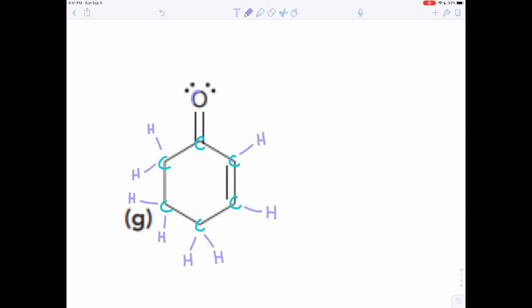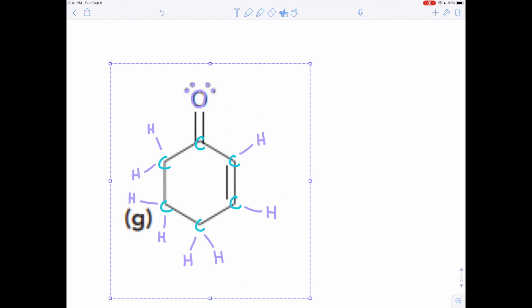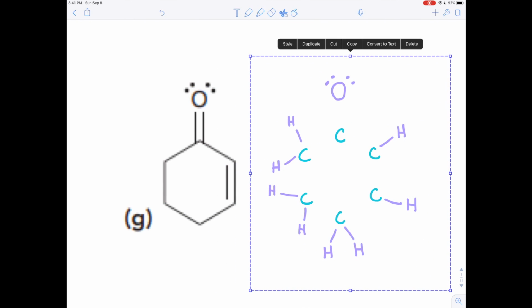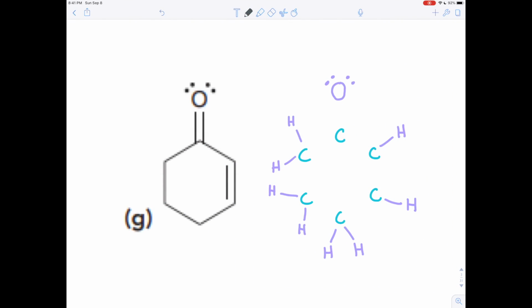Notice that any bond other than carbon and hydrogen is always drawn just as in the Lewis structure, explicitly. And so this molecule on the left and this molecule on the right are the same. You would want to look at this and see that molecule on the right.